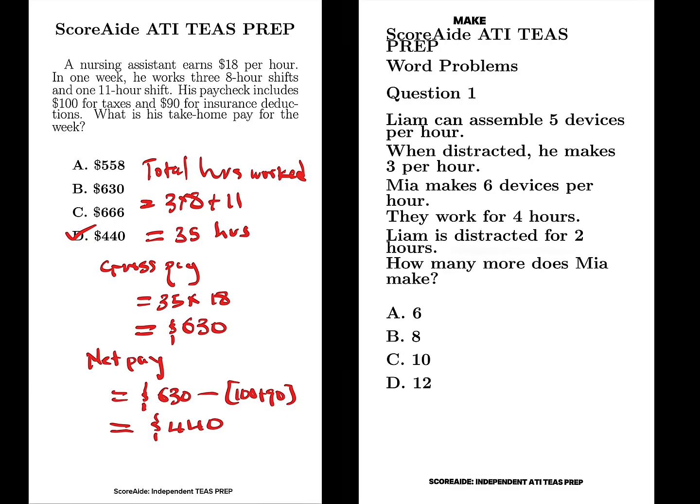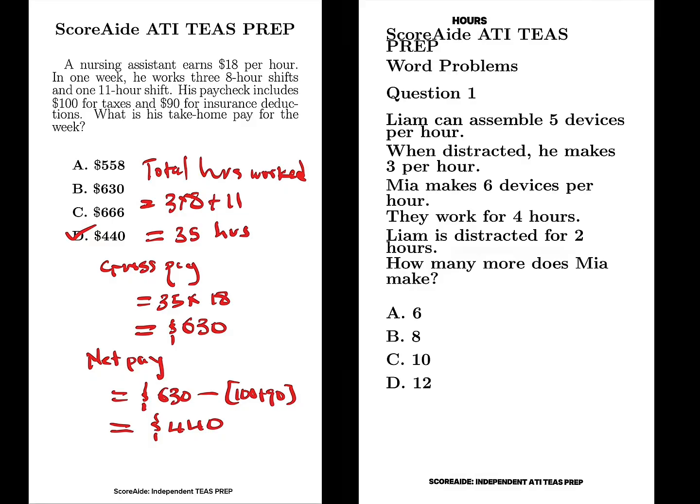Worded problems make up to about 75% of the ATI TEAS exam, so it's very important that you get familiar with them. Liam can assemble 5 devices per hour. When distracted, he makes 3 per hour. Mia makes 6 devices per hour.